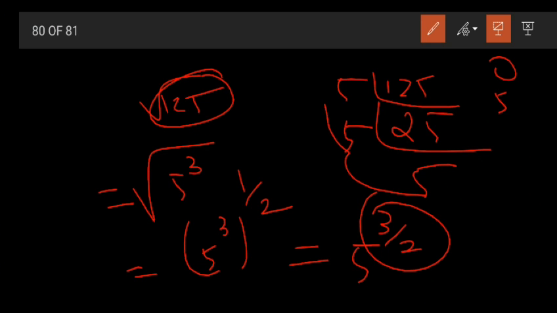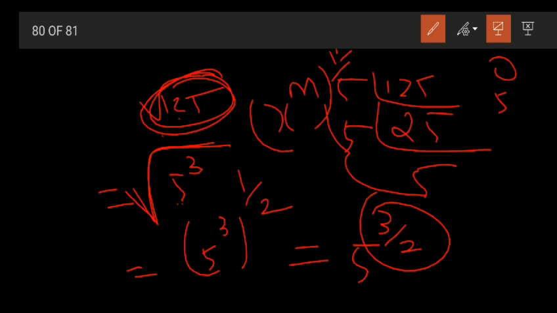So I repeat, root of 125. 125 is 5 cube, so we have root of 5 cube. Root of 5 cube is nothing but 5 cube to the power 1 by 2. So this is of the form x power m to the power 1 by n, which is equal to x to the power m by n. So this is 5 to the power 3 by 2.